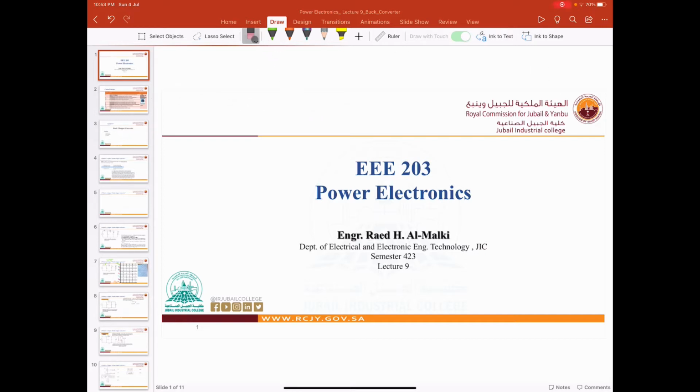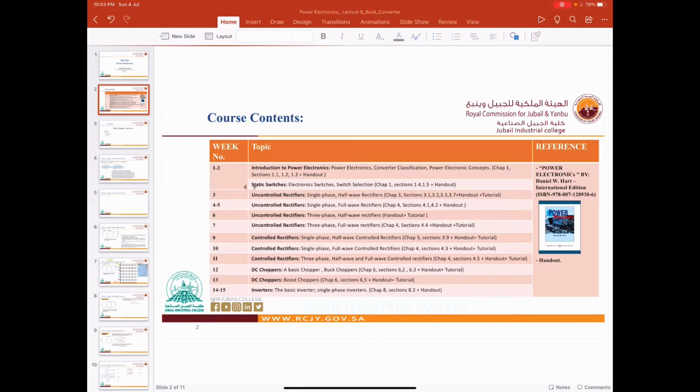Before we go to lecture number 9, we need to make sure of something very important: that we already finished the rectifier. We finished converting from AC into DC. This is called a rectifier, as we explained in lecture number 1, right? And we have seen many types of electronic switches, and we finished the uncontrolled rectifiers: single phase half wave, full wave, and three phase half wave, full wave rectifiers.